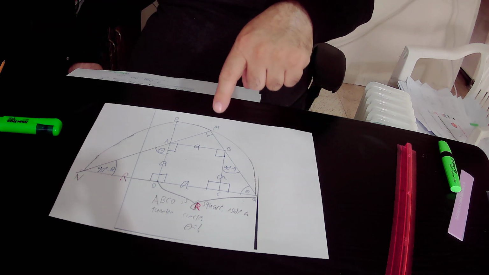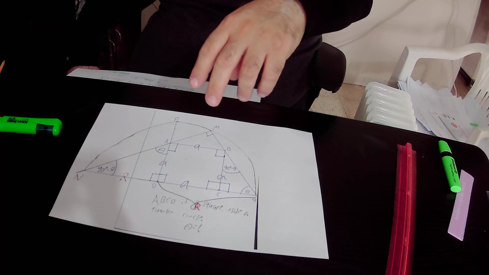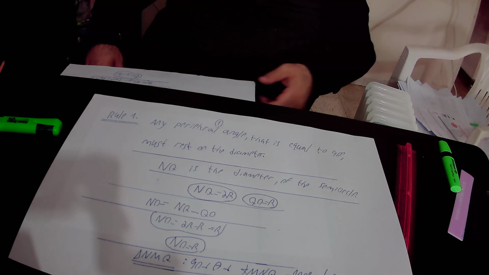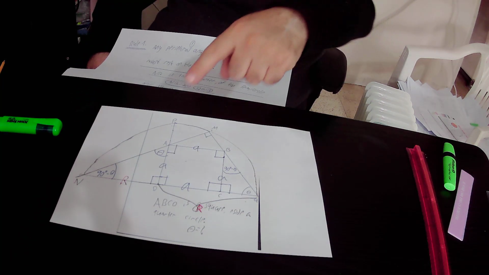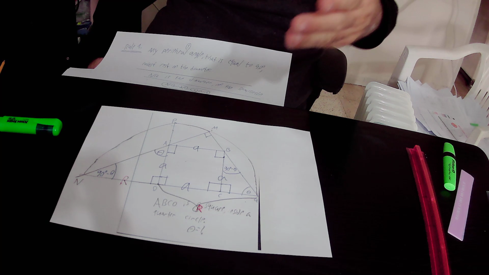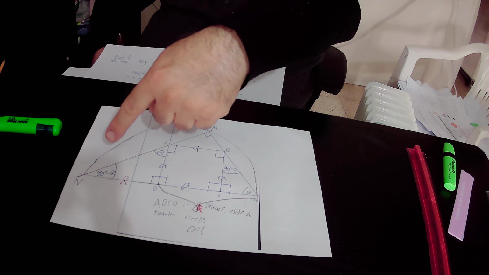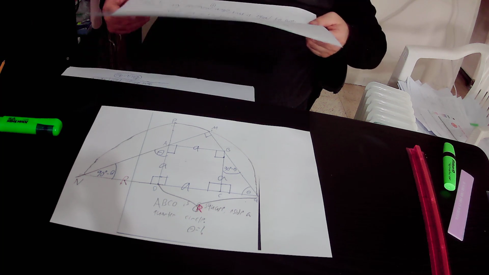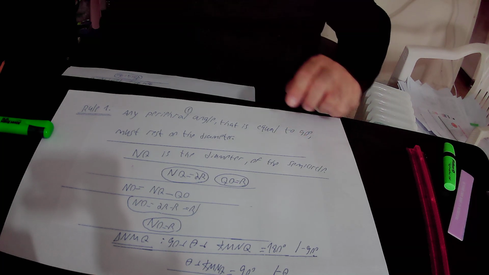and in this semicircle we have angle NMQ, that is a right angle. It is a peripheral angle that is also a right angle, and we have rule number 1 that states that any peripheral angle that is equal to 90 degrees must rest on the diameter. Because the peripheral angle NMQ is equal to 90 degrees, it must rest on the diameter. It rests on NQ. That is to say, NQ must be the diameter of the semicircle. So according to rule number 1, NQ is the diameter of the semicircle.